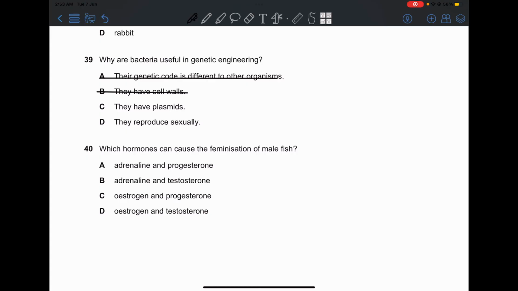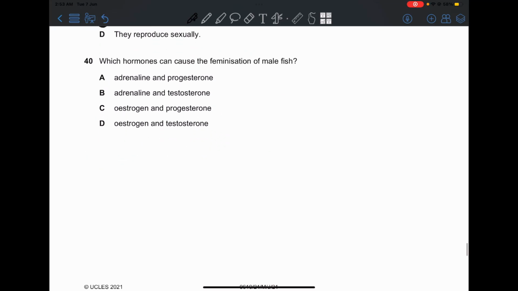C, they have plasmids. Well, this is correct, because as we know, plasmids are used in genetic engineering of DNA, and they are joined with DNA, so it can create a recombinant plasmid, and it can be used in the fermenter to produce large strains. So plasmids, C.